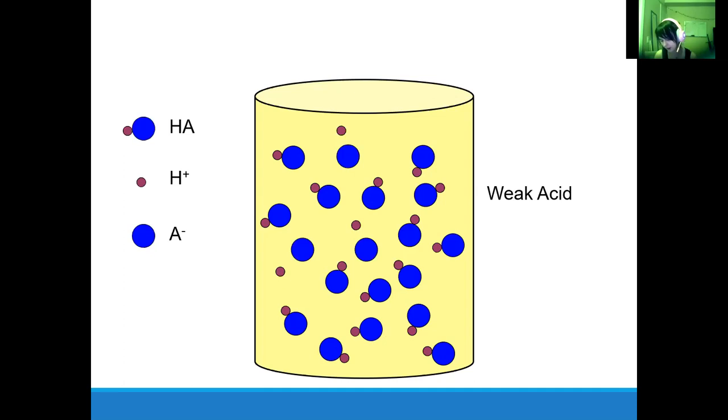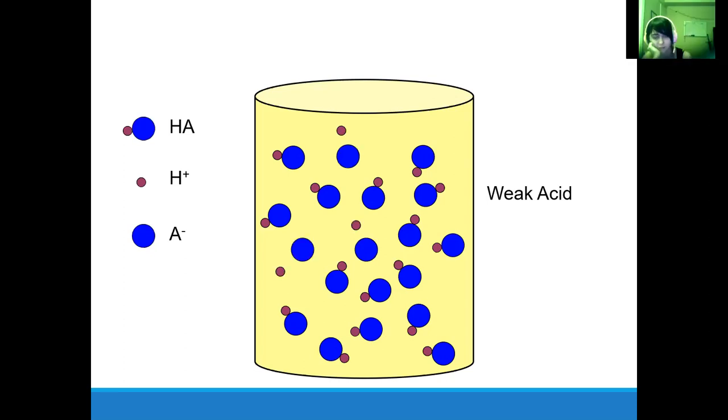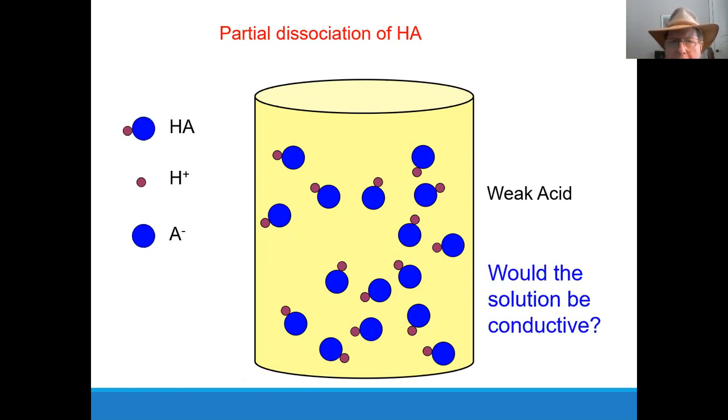Look at the ones that are flashing. All right, the ones that are flashing are the ones that are dissociated. Those are the ones that are creating ions. What's the relationship between the ones that are flashing and the rest of them that aren't flashing? Do I have a lot that are flashing? Just less. So I have very, very few that are dissociated. It will conduct electricity, but the current is going to be very, very weak.